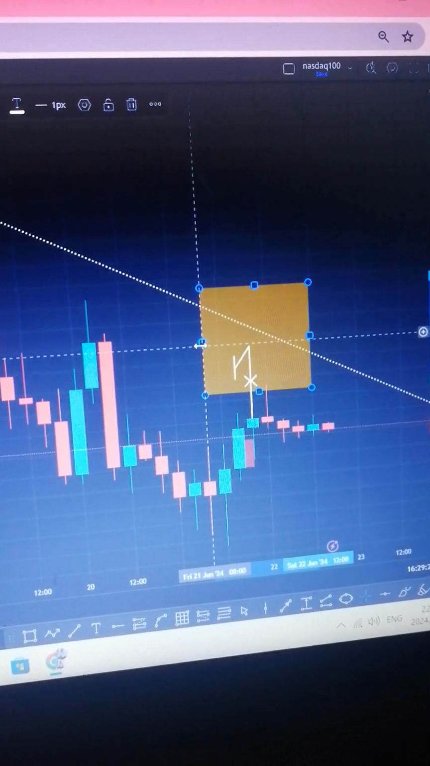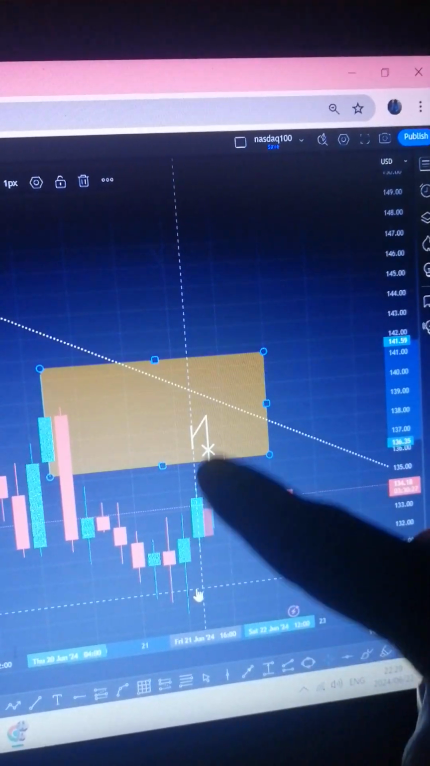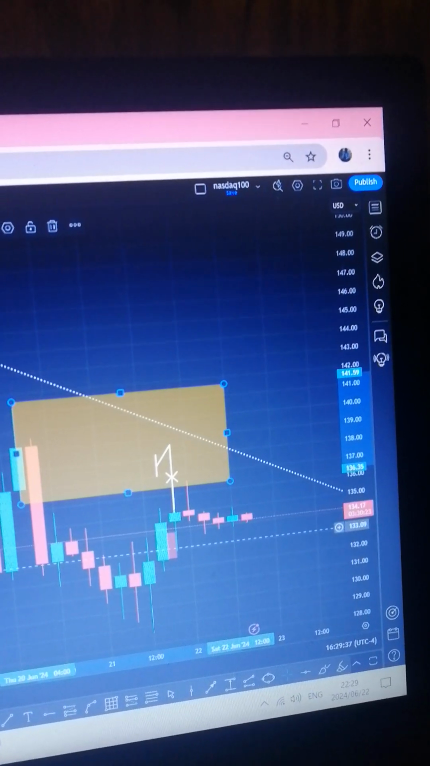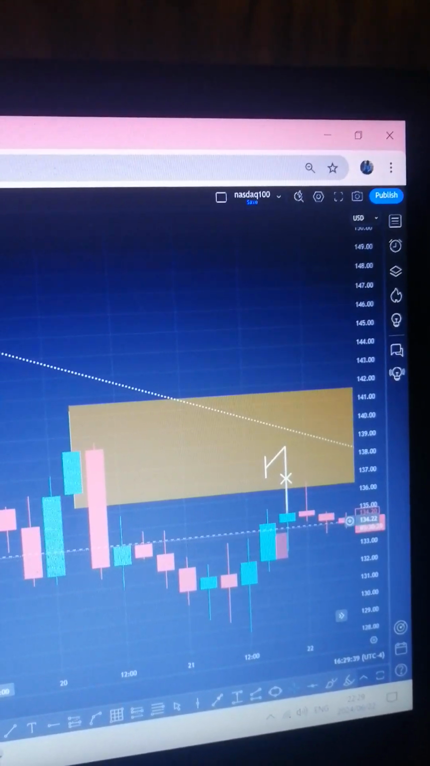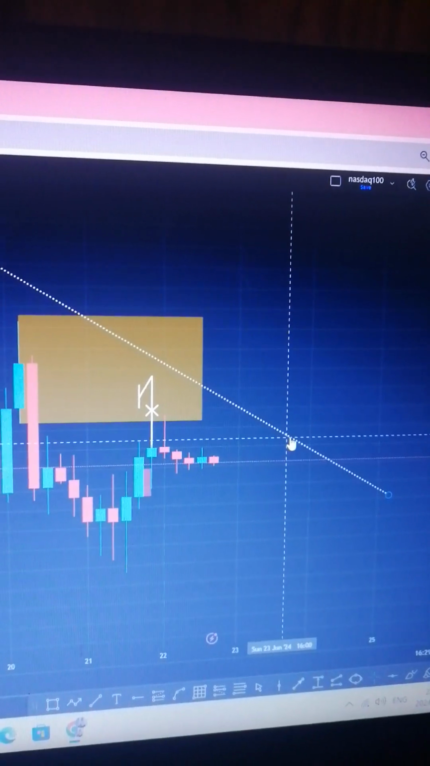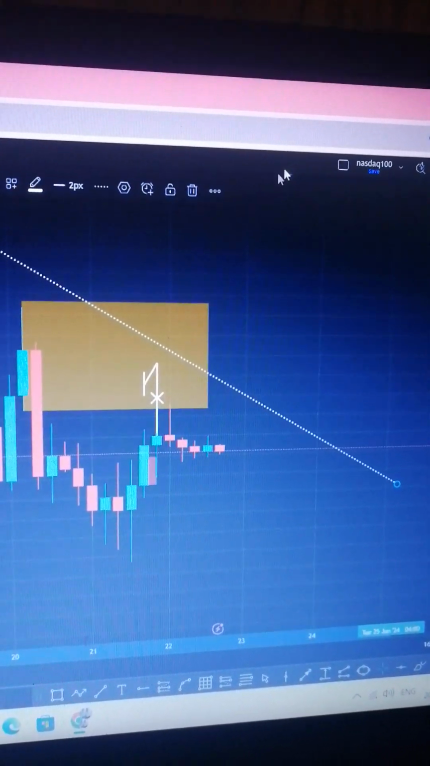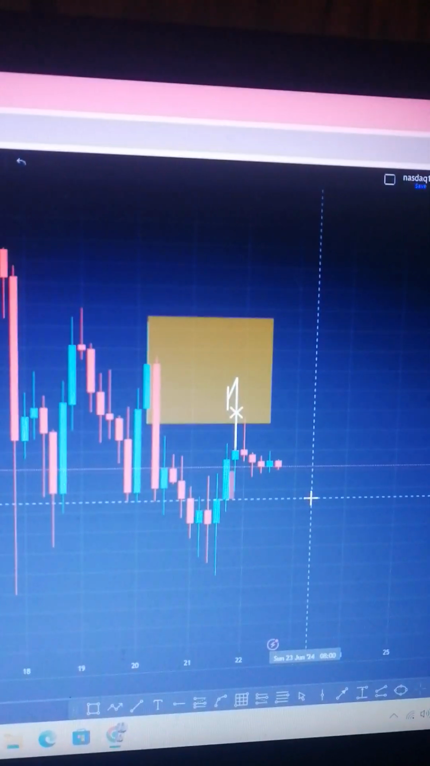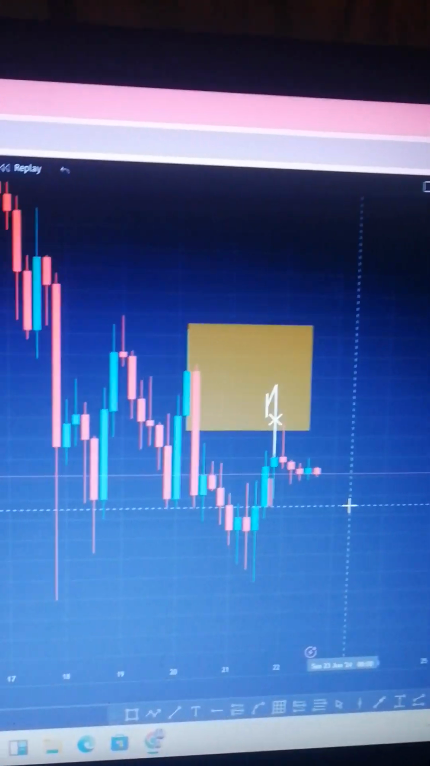So we have that supply, and I just put this box, and I drew this line, this white line, determining how I was expecting the price to move. This is a top-down analysis video. I can even remove this trend line. It's okay after determining what the market was likely supposed to do.